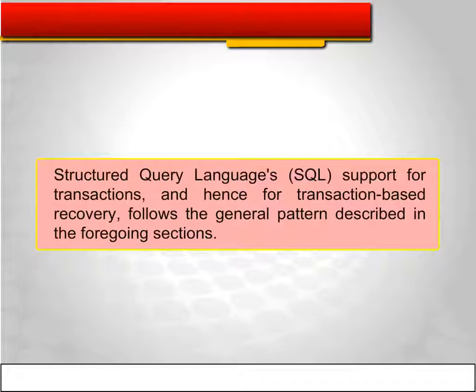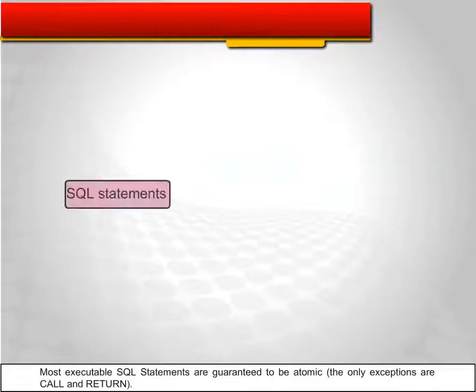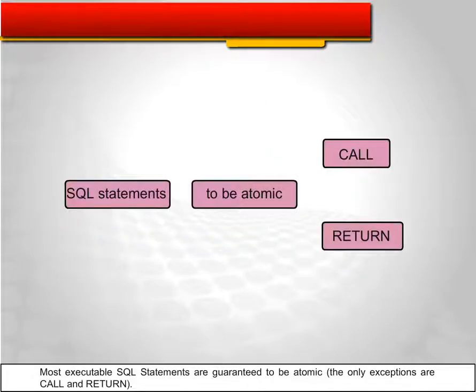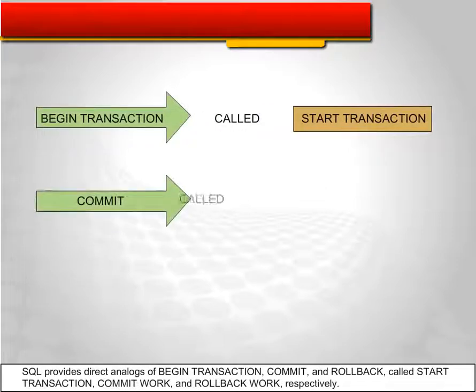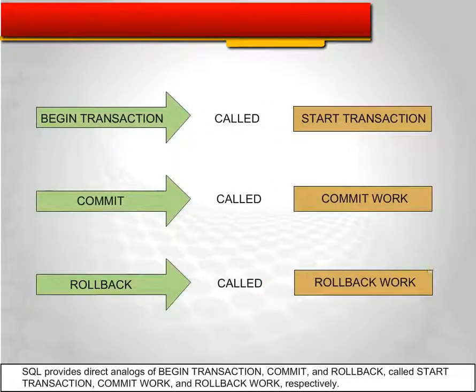SQL support in backup and recovery. Structured Query Language SQL support for transactions, and hence for transaction-based recovery, follows the general pattern described in the foregoing sections. Most executable SQL statements are guaranteed to be atomic. The only exceptions are CALL and RETURN. SQL provides direct analogs of BEGIN TRANSACTION, COMMIT and ROLLBACK, called START TRANSACTION, COMMIT WORK and ROLLBACK WORK respectively.